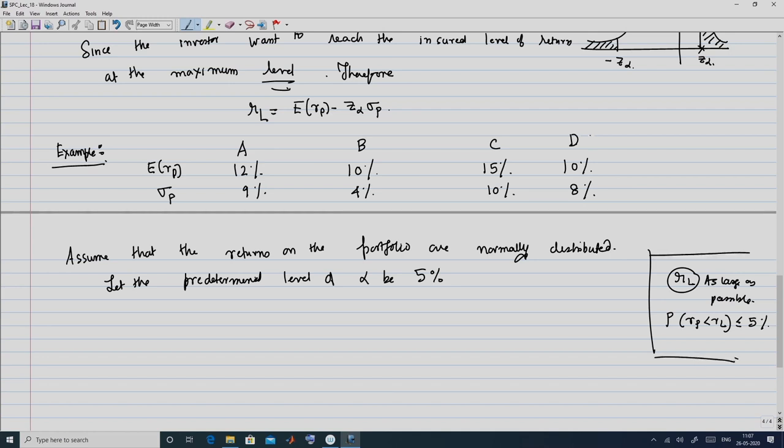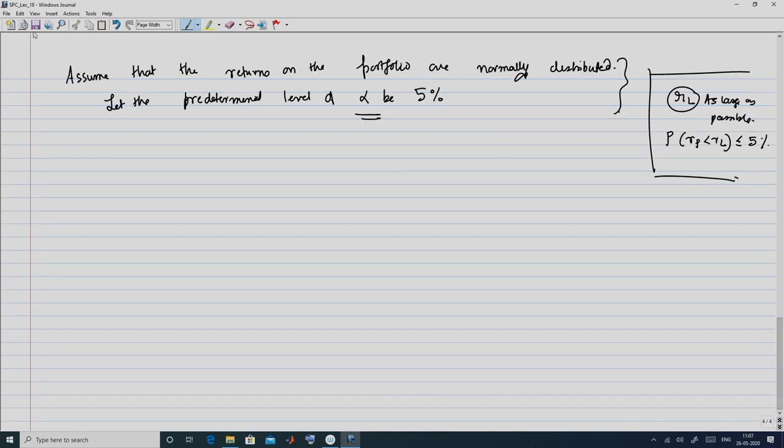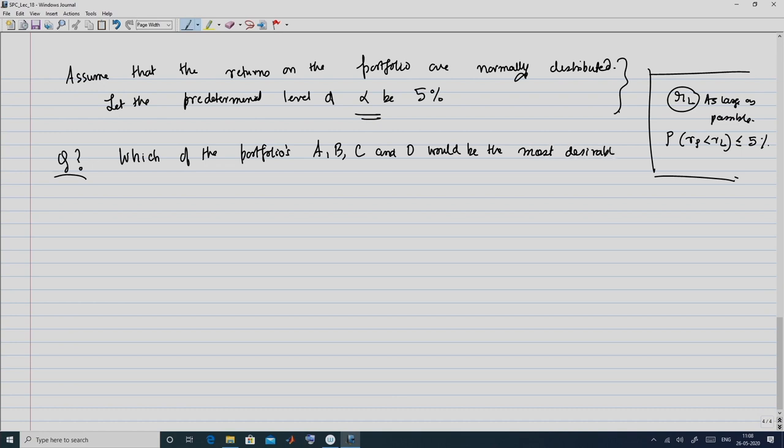Now we have set up this example with these four portfolios, and I've specified my predetermined level of alpha. I want to pose the following question: amongst these four portfolios A, B, C and D, which of the portfolios would be the most desirable to an investor who is using Kataoka's safety first criteria? Let us try to answer this question.